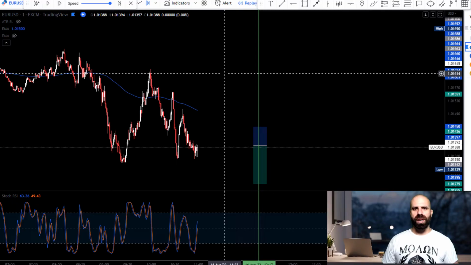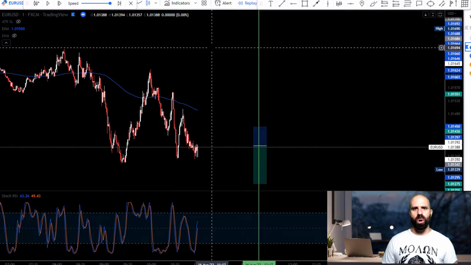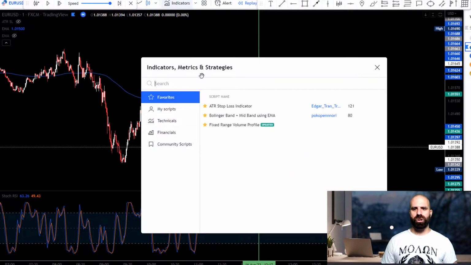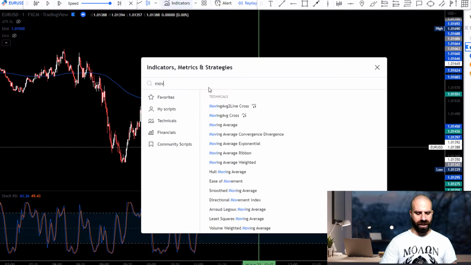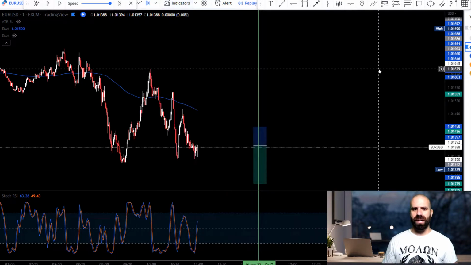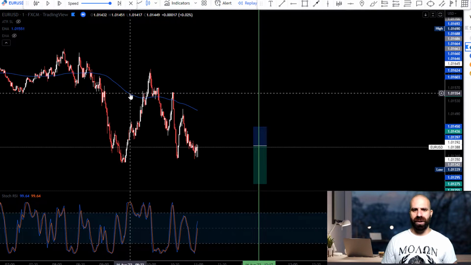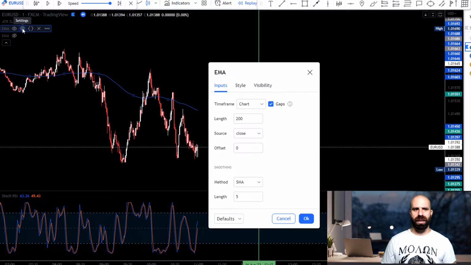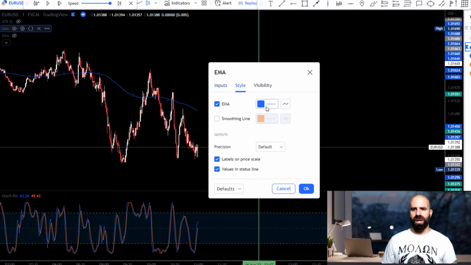For this strategy, what I want you to do is go to your TradingView platform, go to indicators, type in moving average, and then choose moving average exponential. Once you have it, double click on it or click the settings button and set the length to 200. And of course, if you want to change the color of your EMA, go ahead and change it.